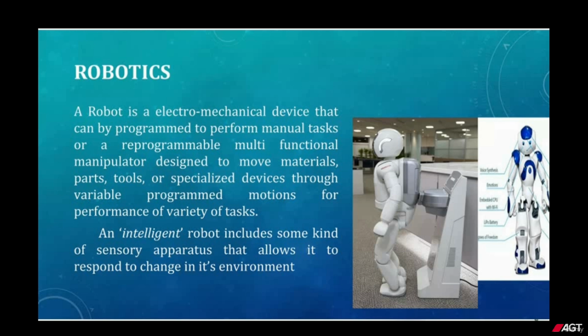Robotics. Robotics is the main and basic branch of artificial intelligence. A robot is an electronic mechanical device that can be programmed to perform manual tasks, or a programmable multifunction manipulator designed to move materials, parts, tools, or specialized devices through variable programmed motions to perform a variety of tasks. Intelligent robots include some sensory apparatus that allows them to respond to changing environments.